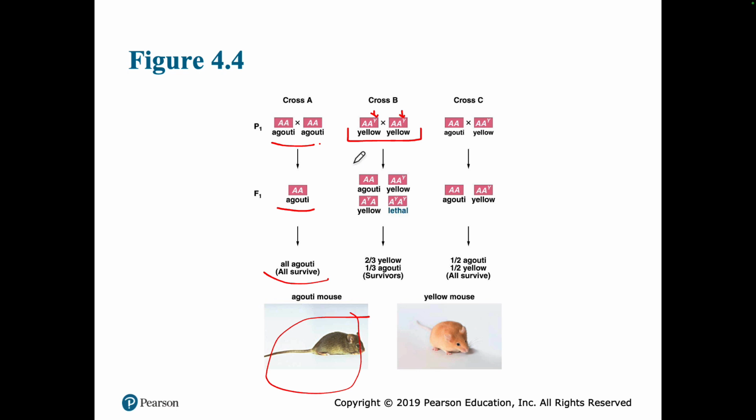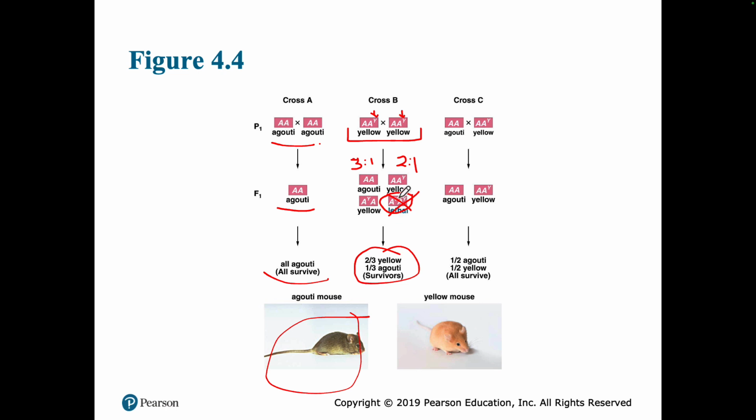You cross two heterozygotes, you get what you would think would be the 3-to-1 ratio, right? You should have 3 yellow to 1 agouti, but what you actually end up with is what we call a 2-to-1 ratio. And you get this 2-to-1 ratio because the homozygous yellow dies.